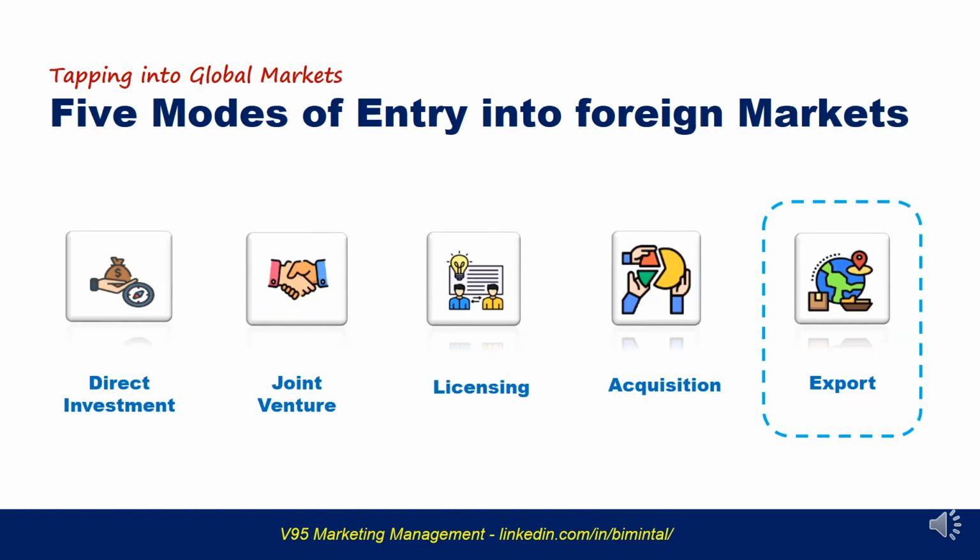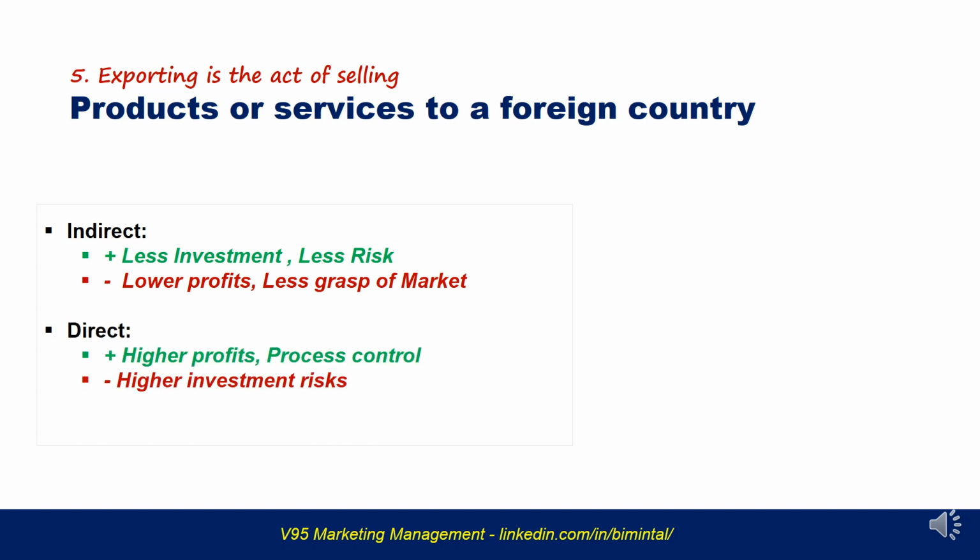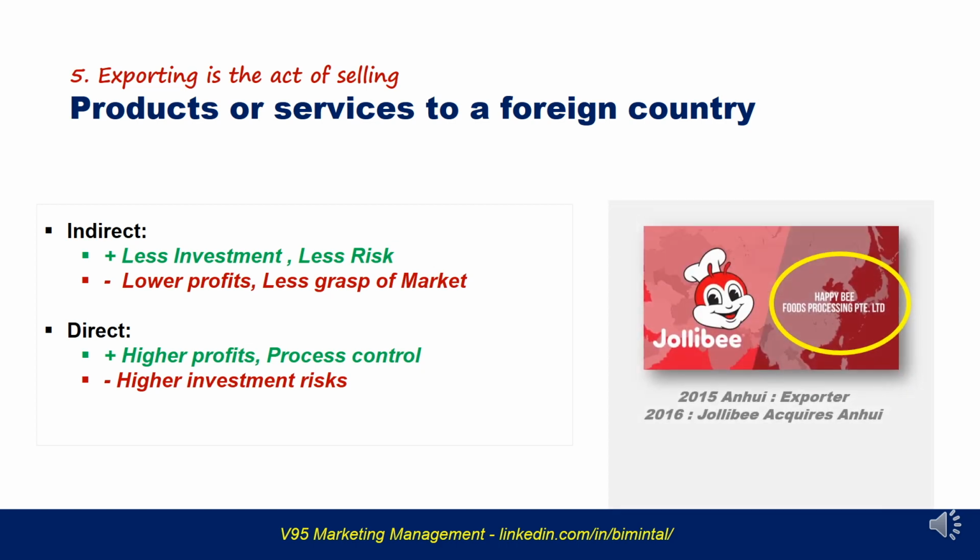The last mode of entry that we will discuss is exportation. Exportation is the act of selling products or services to a foreign country. There are two types of exporting. First is indirect exporting, where a company appoints third parties like agents or distributors. The second one is direct exporting, which means that you sell directly to your customers abroad. The company Happy Bee in China started as Jollibee's China distributor for their exports before the group acquired them in 2016.